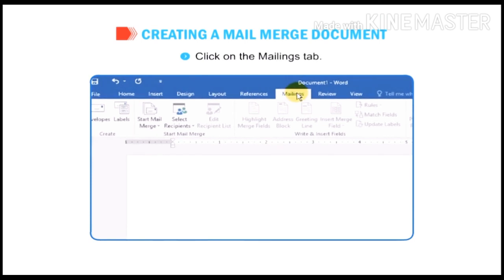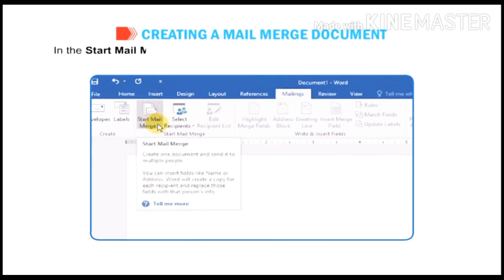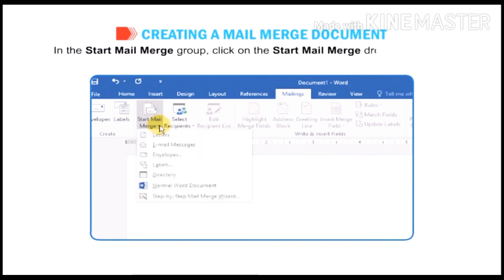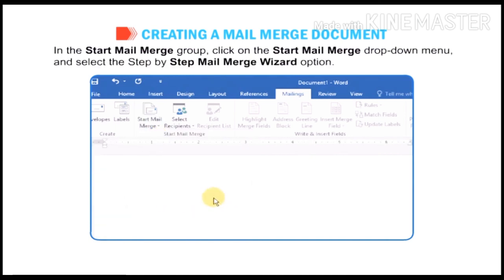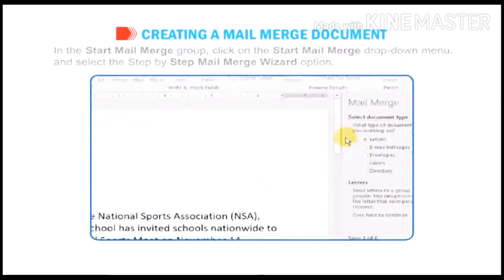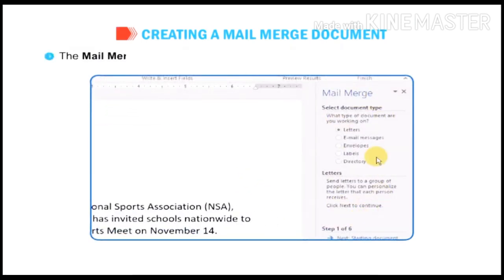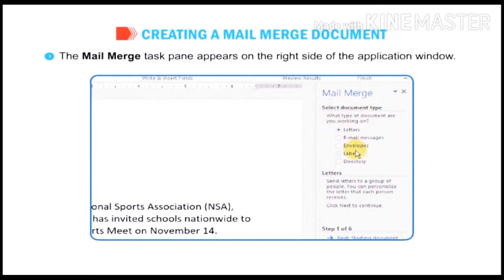So click on the Mailings tab. In the Start Mail Merge group, click on the Start Mail Merge drop down menu and select the Step-by-Step Mail Merge Wizard option. The mail merge task pane appears on the right side of the application window.